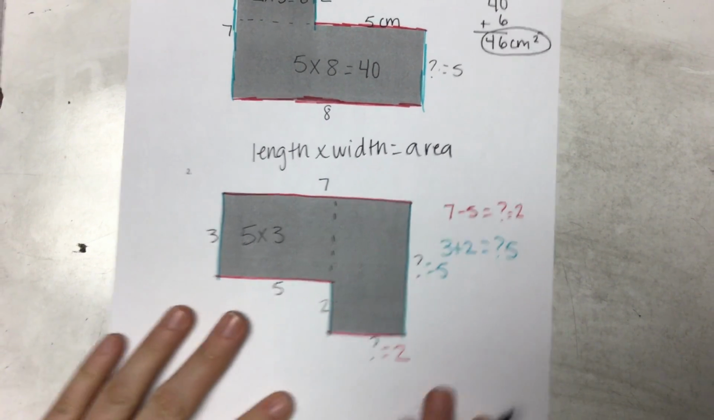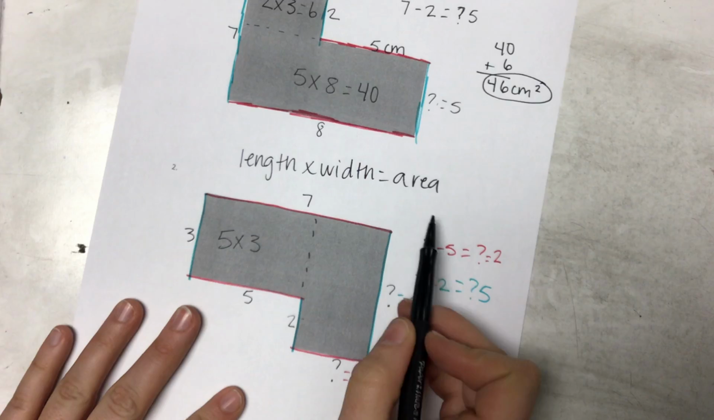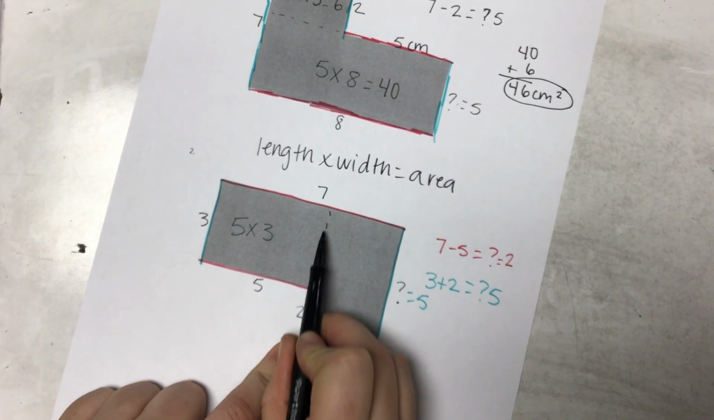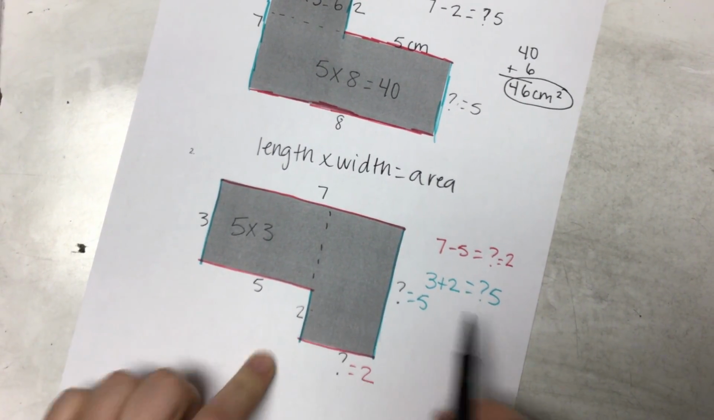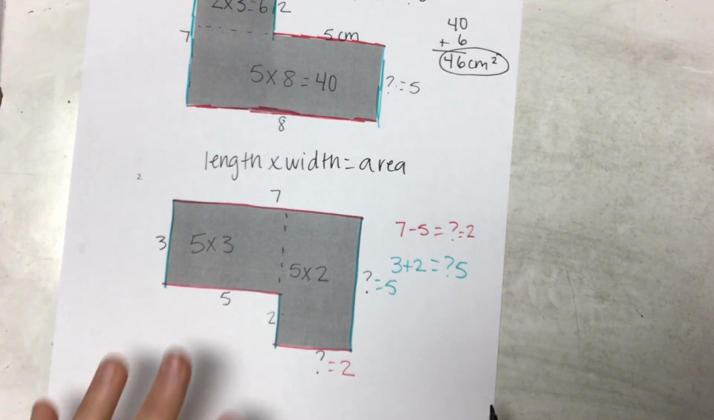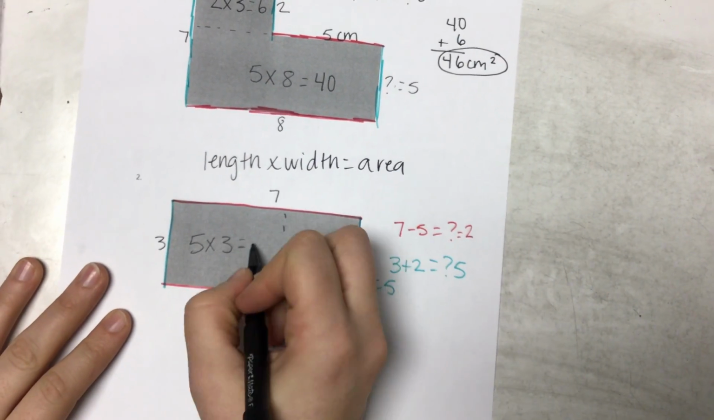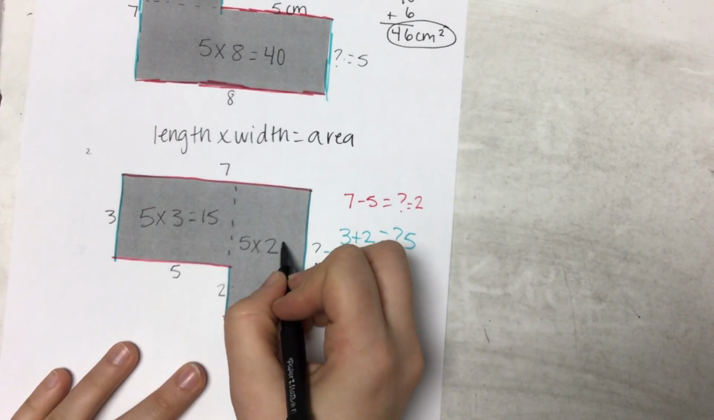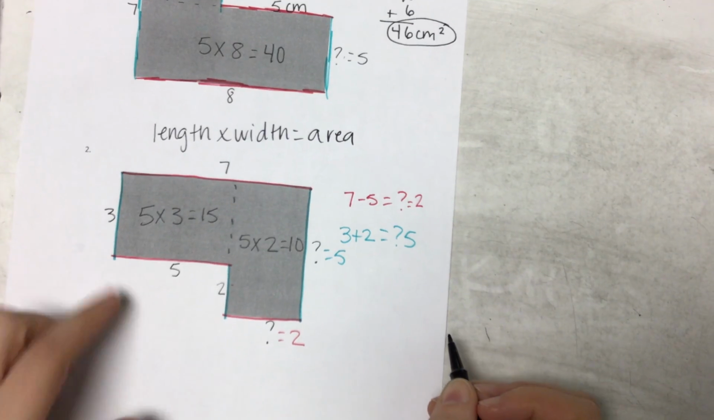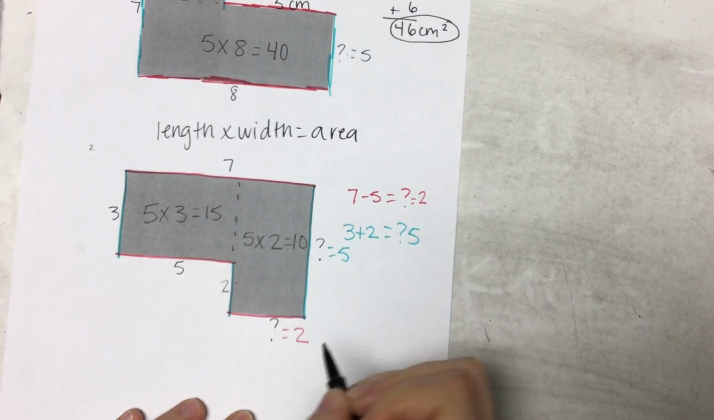And here, okay, so it's not going to be 7 because it cut it all the way across the top, but it's going to go all the way, so it's not going to be my 2. So it is 5 times 2. So then I need to find the area for both. So 5 times 3 equals 15. 5 times 2 equals 10. And then my next step is I add them together to find the whole area.